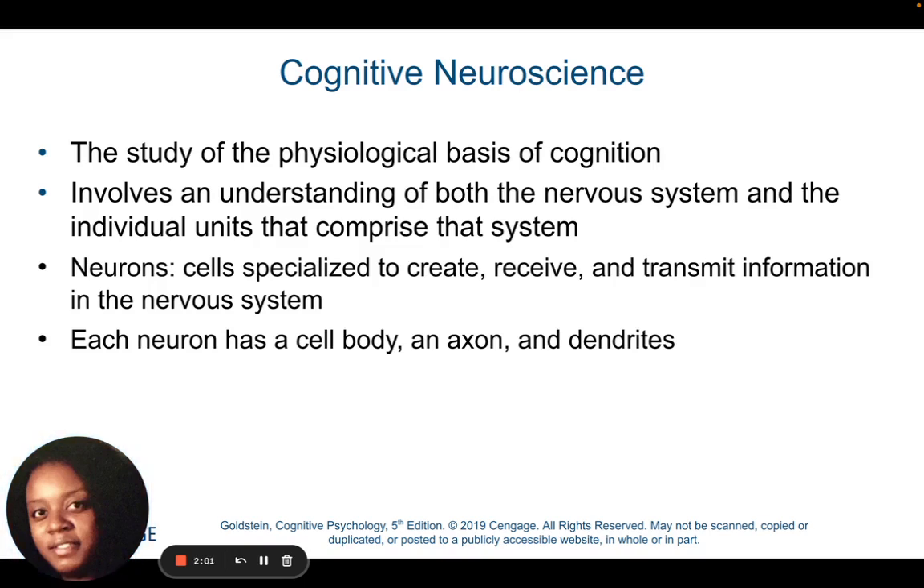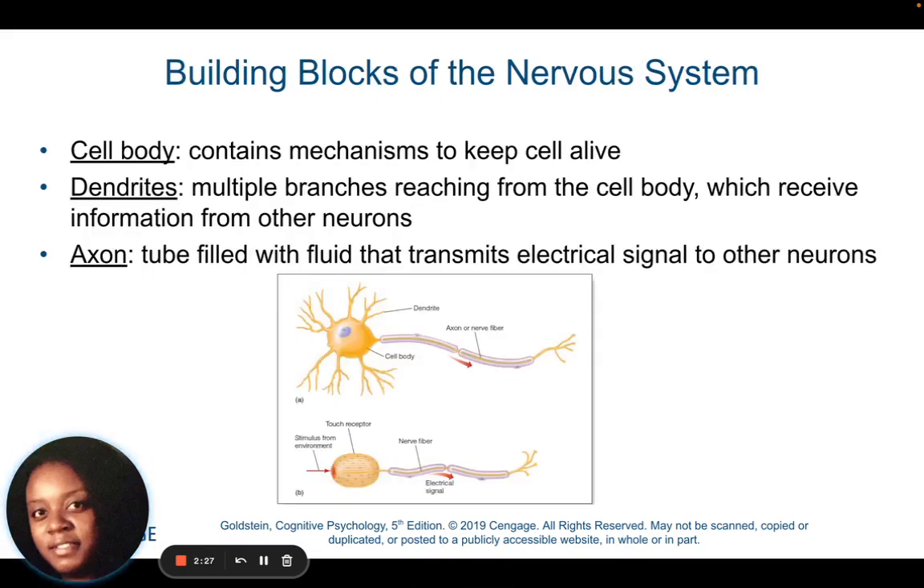If you remember back to your Psychology 108 class, you know that a neuron is a cell that's specialized to create, receive, and transmit information throughout your nervous system to other neurons. Each neuron has the same basic structure: a cell body, an axon, and dendrites. So let's take a look at what a simple neuron looks like.